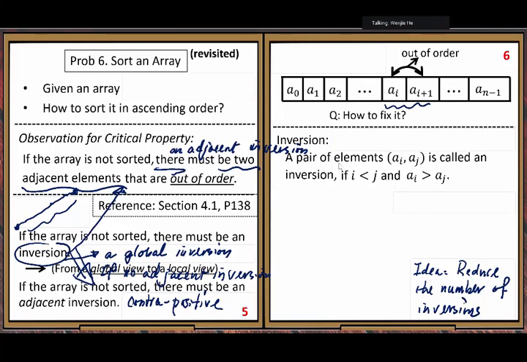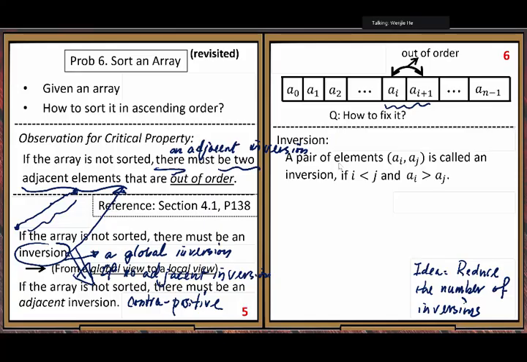So your algorithm keeps reducing the number of inversions. If you can reduce the number to 0, you get it sorted. Because our goal is to count the number of inversions in this array and keep reducing. When we get to 0, it's automatically sorted. So that's the idea.